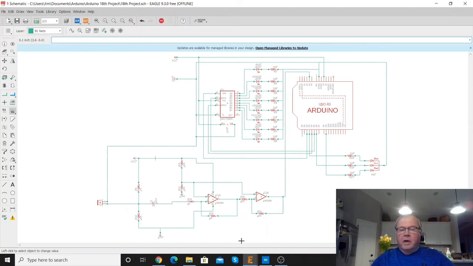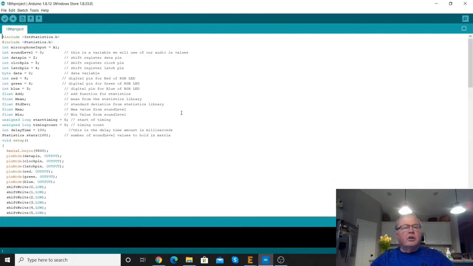So without any more on that, we'll go to our sketch. And in this sketch, we're using a statistics library. You get the statistics library off of GitHub. And again, in the description below, you'll find a link to the GitHub area where you can get this statistics package.